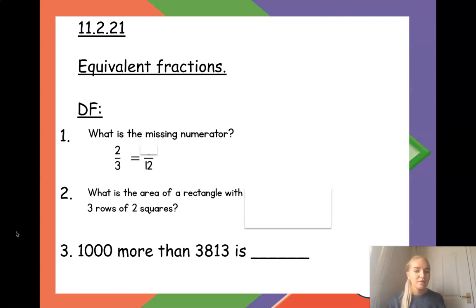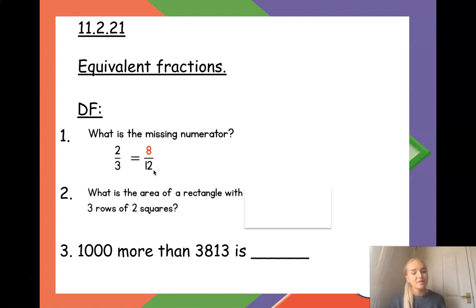Okay, number 1, what is the missing numerator? Well, if we know that 3 multiplied by what gives us 12, we know that 3 multiplied by 4 gives us 12, then 2 multiplied by 4 gives us 8 over 12. Alternatively, you could have drawn one bar split into 3 parts and one bar split into 12 equal parts, and you could have shaded in 2 of your 3 parts and 8 of your 12 parts, and you would have found that that would be the same as 8 over 12.